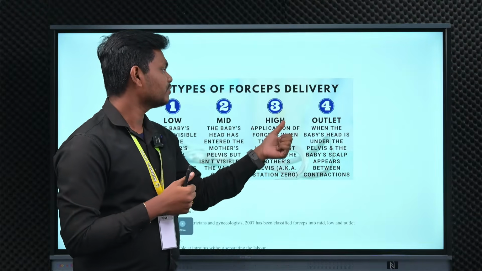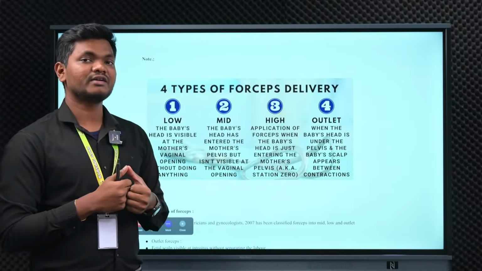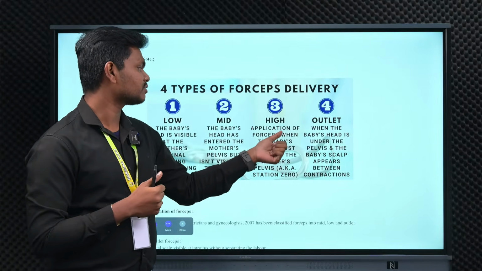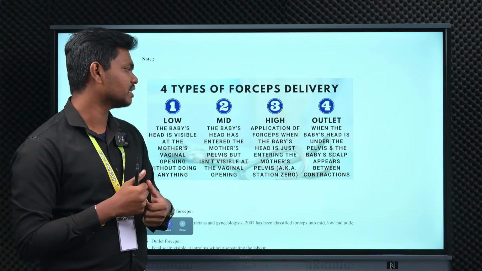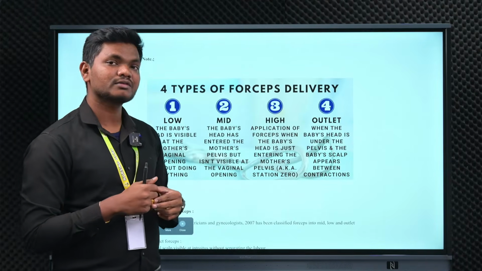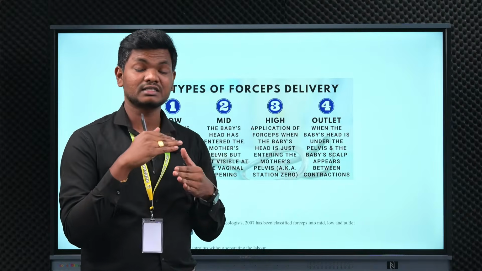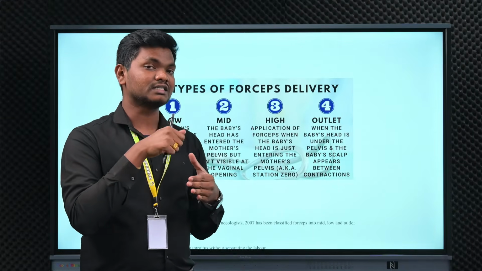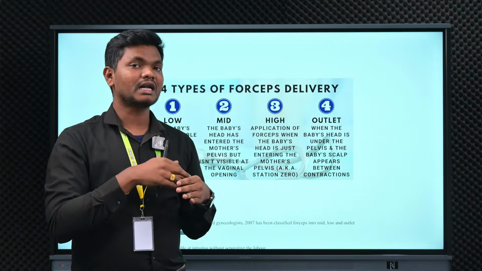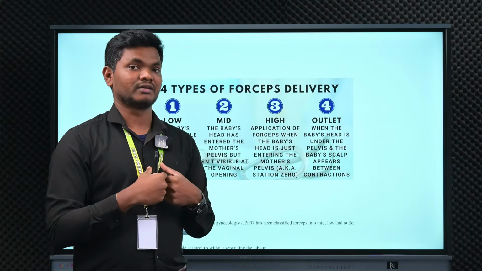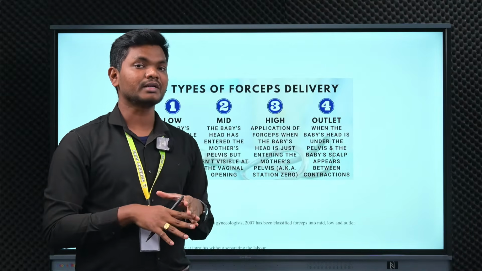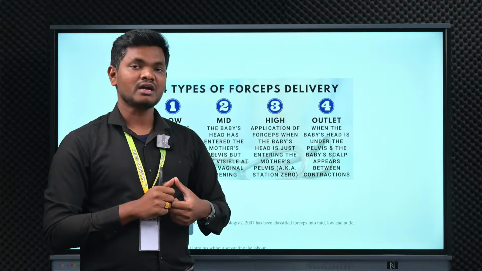Then high forceps. We can apply high forceps, obstetrical forceps, when the baby's head is just under the mother's pelvic brim. It means the fetal station is 0. It has entered below the brim but not up to the ischial spine. It has not taken engagement, just entered below the brim. Then we can use the high forceps.